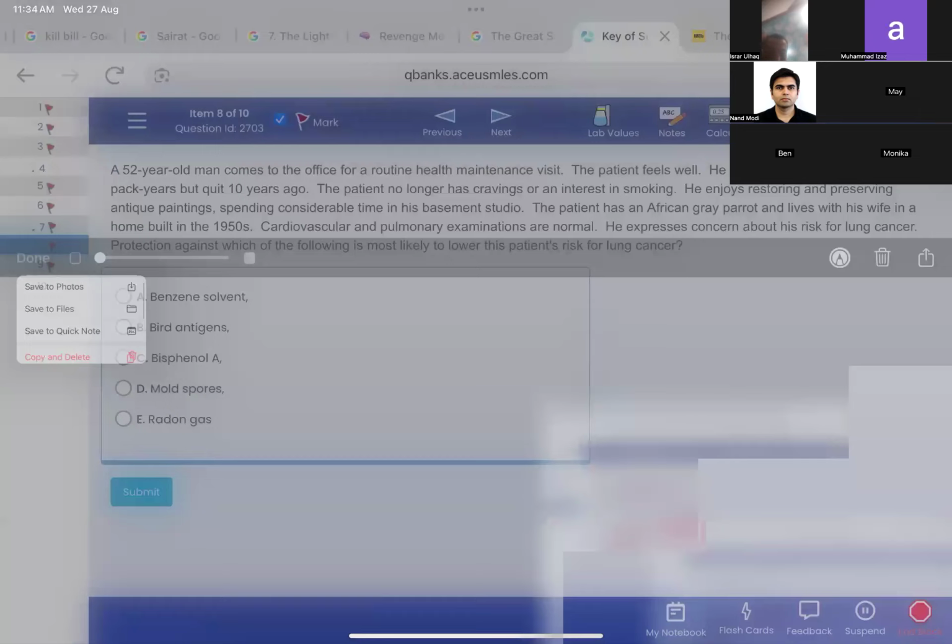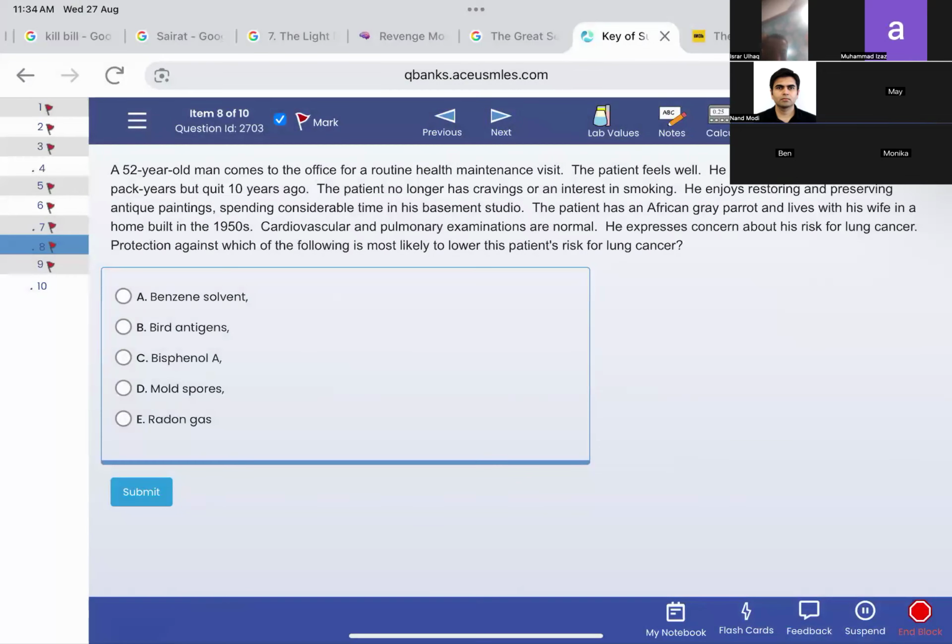I think that we have gone through too many questions and you have taken a very strong tense on the question. Just focus on the most high yield points. This is like general MCQs. You only have to know what is the benzene solvent, bird antigen, bisphenol A, mild spores, and radon gas. Okay, so this was all about today's topic on lung CA.